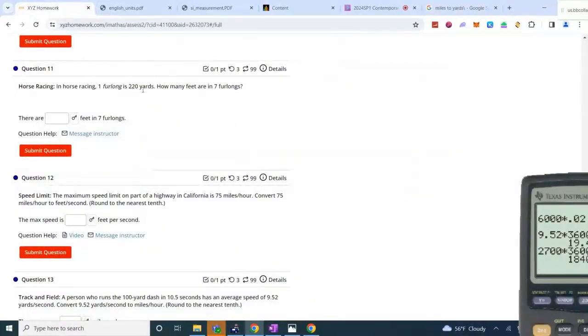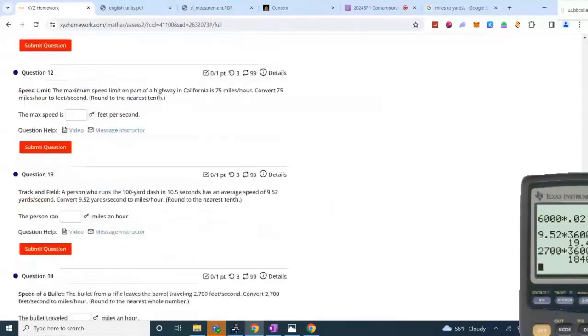In this problem, they give us the conversion. So in some of the problems, they'll give you the conversions. In other problems, you may have to look up the conversion. So here it says 1 furlong is 220 yards, but they want us to answer this in feet. So here again, we're going to have to perform 2 conversions. So we're going to convert furlongs to feet. Okay, so this is number 11.